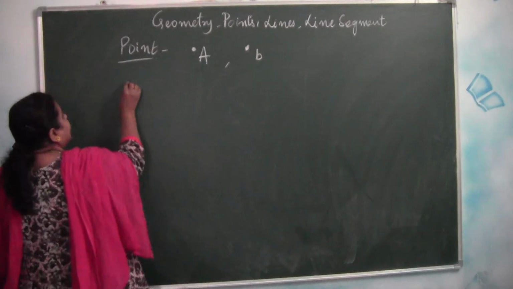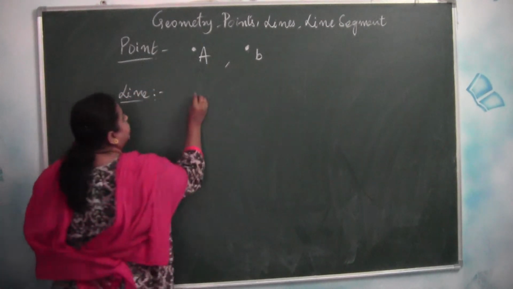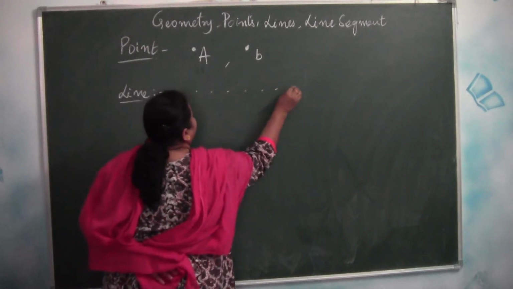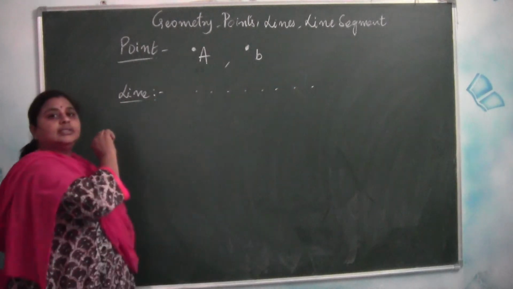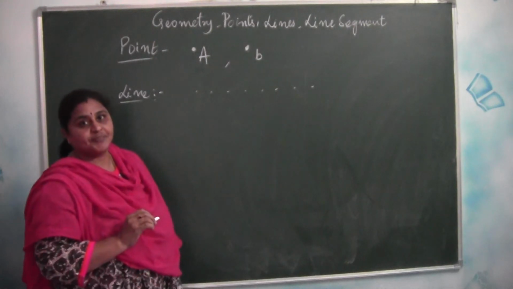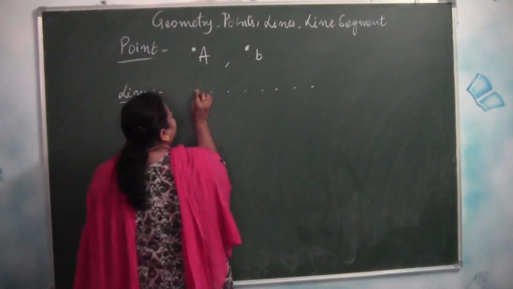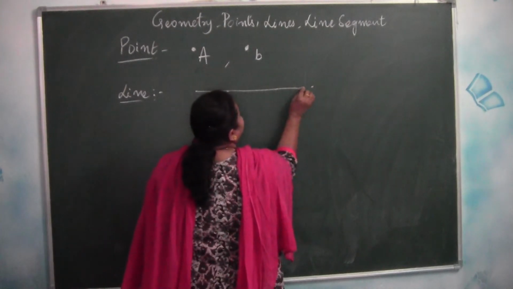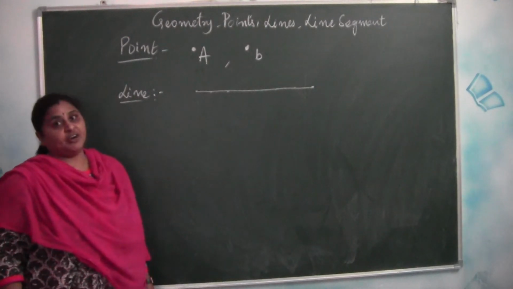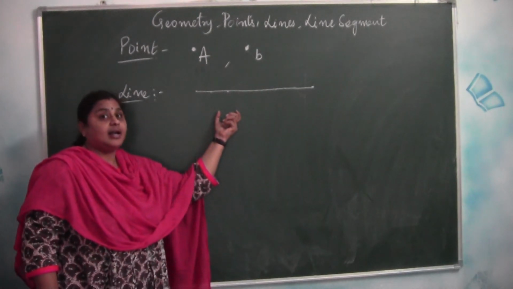Alright, next, coming to line. Listen carefully, children. Line. So what am I doing? I am arranging a group of points. Now what am I doing? I am joining this set of points. What do I get? A line.